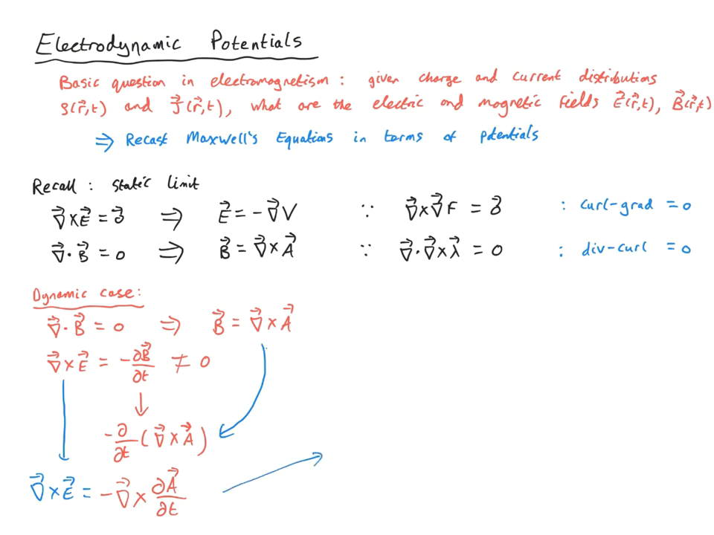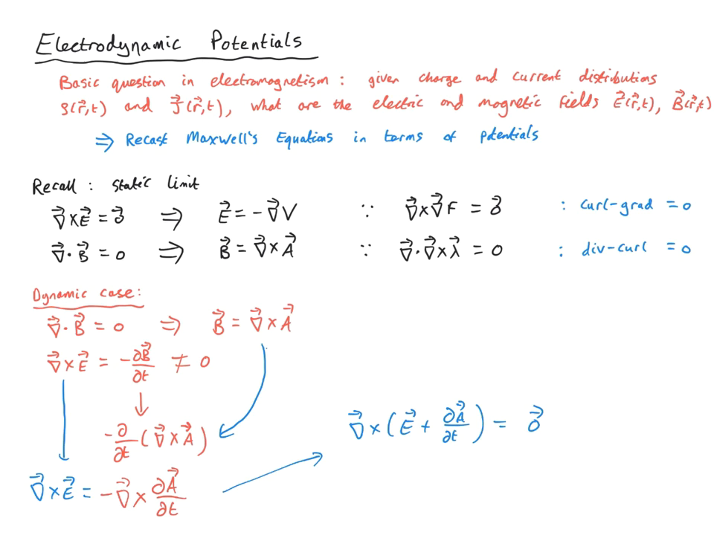And so we can just rearrange this equation a bit to write the curl of the electric field plus dA by dt is equal to 0. So on the static side of the theory, we saw that the curl of the electric field was equal to 0. In dynamics, we still have the curl of something is equal to 0, but it's not just the electric field, it's the electric field plus the time derivative of the vector potential.